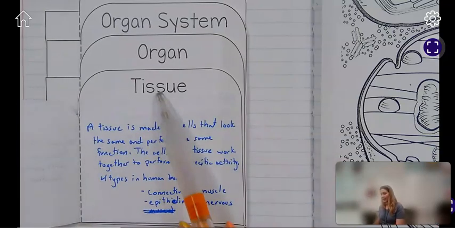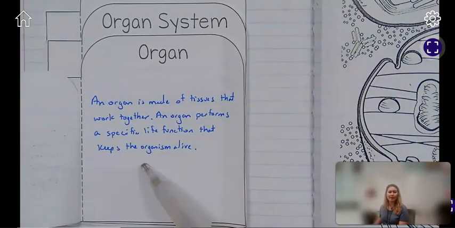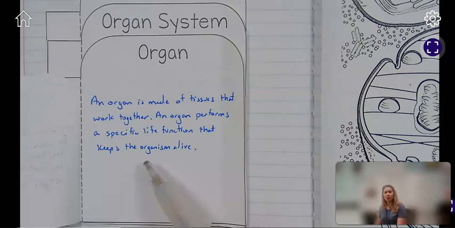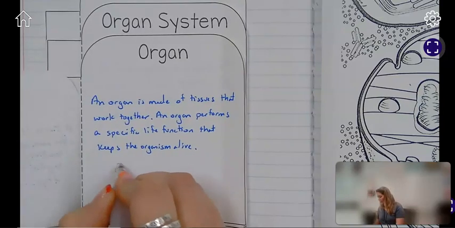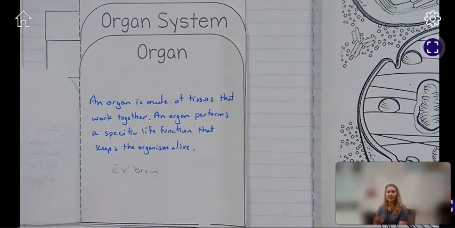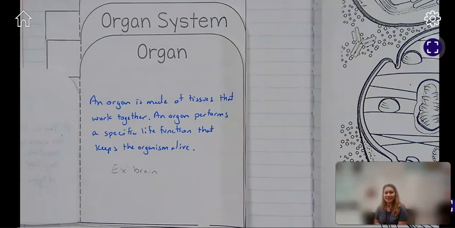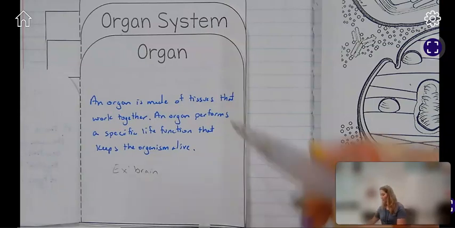Take a bunch of cells, put them together, and you can make a tissue. Take a bunch of tissues, put them together, and you can make an organ. So an organ is made of many tissues that are working together to perform a specific function that keeps the organism alive, okay? So, for example, you have a brain, which is made of nerve cells, okay? So organs are just a bunch of tissues put together to keep you alive.